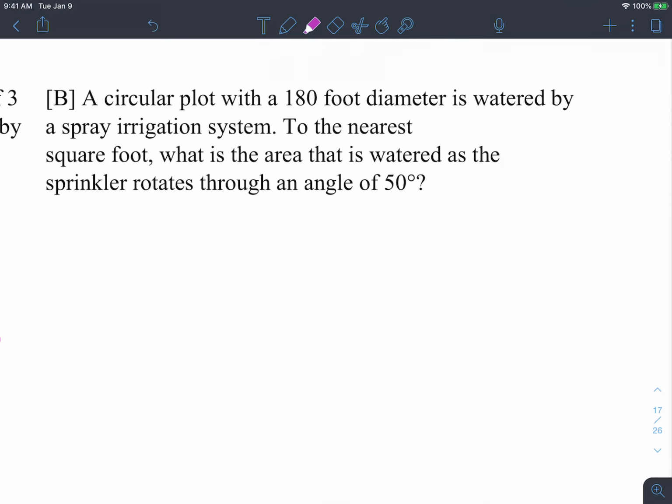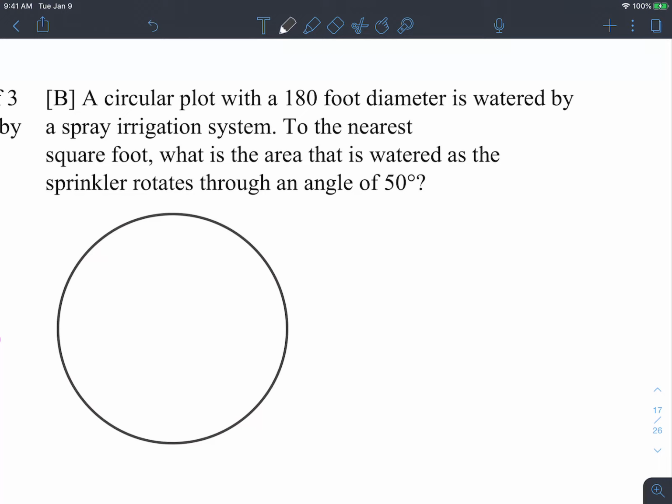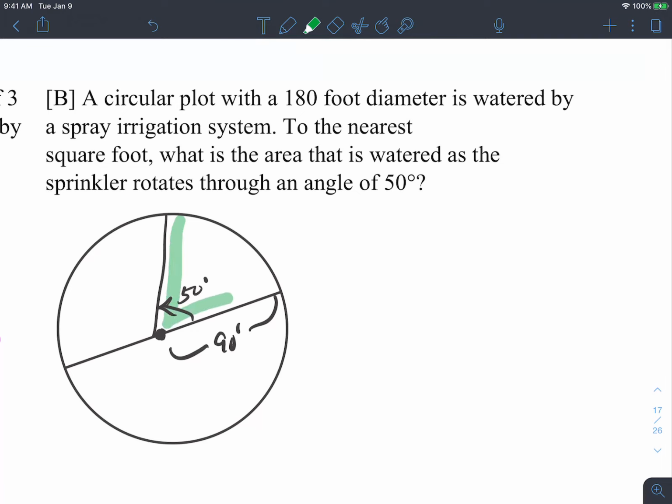All right. Part B. A circular plot with a 180-foot diameter is watered by a spray irrigation, to the nearest square foot. What is the area that is covered as the sprinkler rotates through an angle of 50 degrees? Okay. So we have a circle, something that looks like this. And then we have a diameter this way. And then it sweeps, let's say 50 degrees. If the whole distance is 180 feet, then the radius here must be 90 feet, right? And we're interested in this part right there.